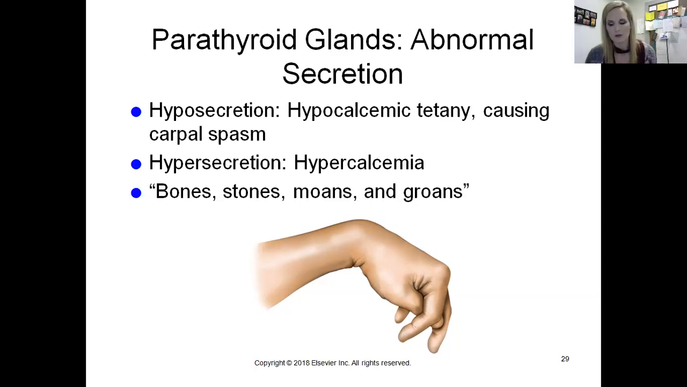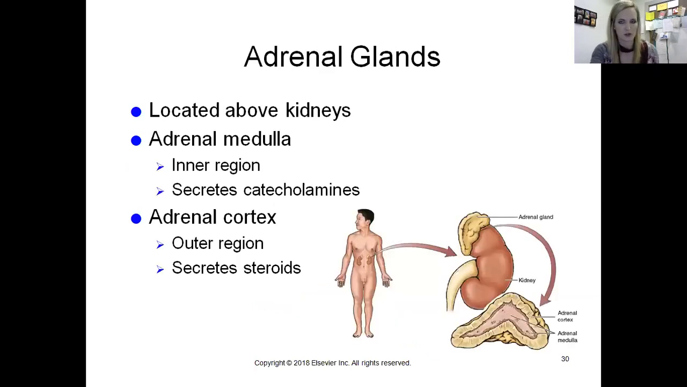And what is meant by bones, stones, moans, and groans is just that sometimes it can cause issues with the bones, can lead to stones, and moans and groans. It can cause weakening as well. All right. So as long as you're familiar with, again, hypo and hyper and what those represent.